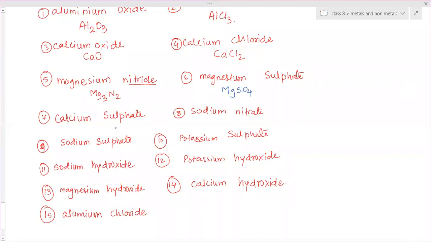Yes. Calcium sulfate. CaSO4. Yes. Mohit, sodium nitrate. Na2SO4? Sodium nitrate. Na3NO3. No. Amitabh: NaNO3. Yes, NaNO3 is the right answer.